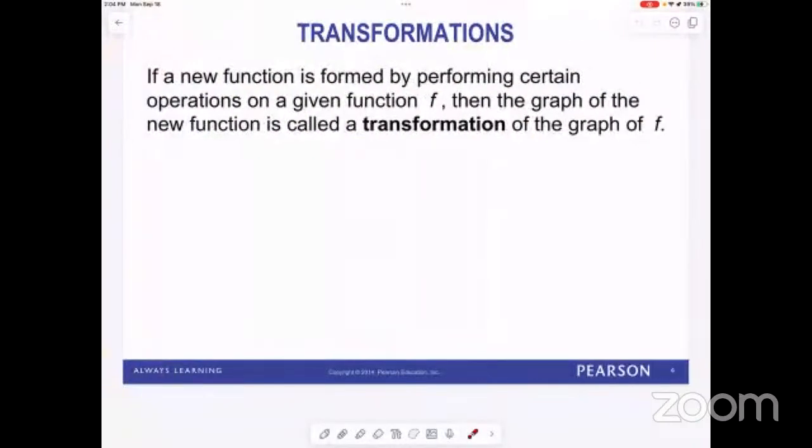So what do we mean by transformations? If a new function is formed by performing certain operations on a given function f, then the graph of the new function is called a transformation of the graph of f. Last time we explored a library of parent functions, or basic functions. Now we're going to take that collection of functions, like the constant function, identity function, squaring function, which is basically a U-shaped graph, a cube function, which is almost like an S, and absolute value.